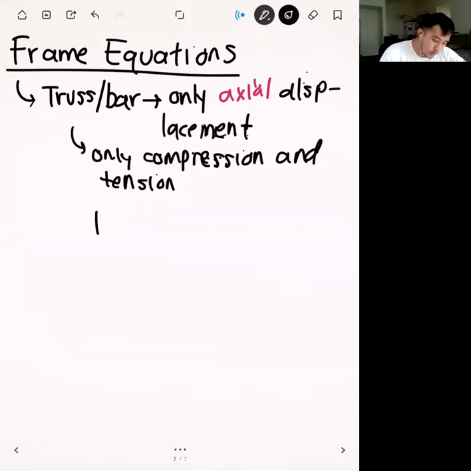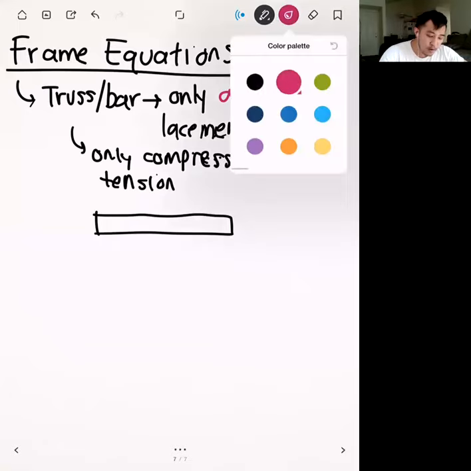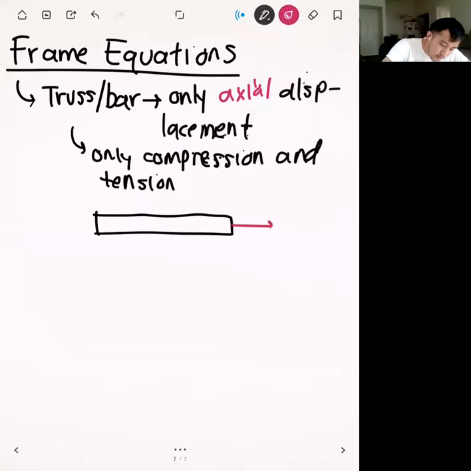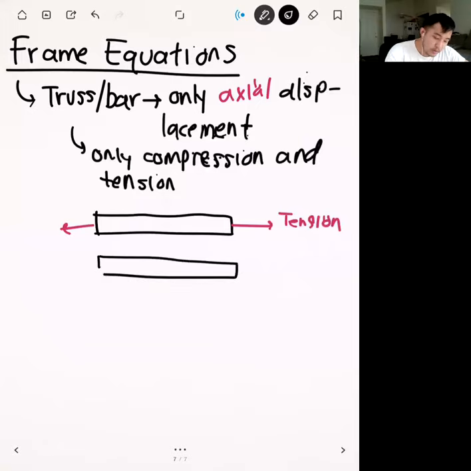And so if we draw a typical truss element right here, we have this rectangular bar. It can basically only displace in this way. So this would be tension. And then the other way that it can displace is this way. So we have our bar, and then we have the arrows going like that, and this is compression. Okay. So that was the truss element.